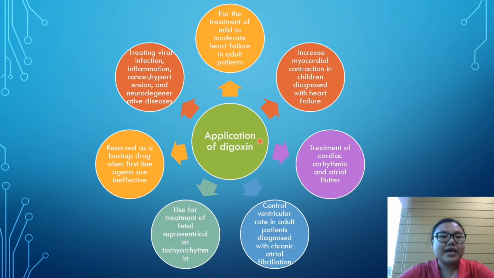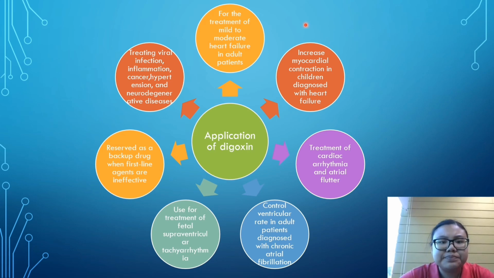There are many applications of digoxin. One of them is the treatment of mild to moderate heart failure in adult patients, and it increases myocardial contraction in children with heart failure. For example, in heart failure cases, digoxin helps to strengthen your heart contractions and improve the blood flow in your body. So digoxin is used along with other medications to treat heart failure, which is a condition that results in the heart not pumping as well as it should.